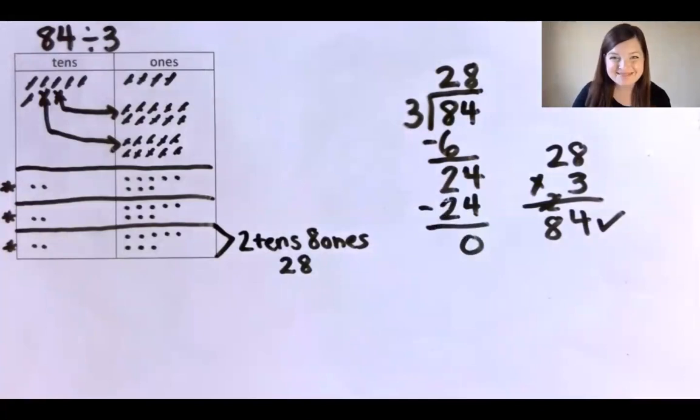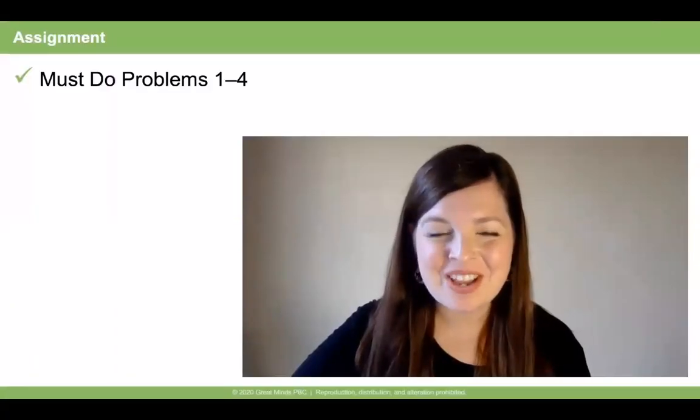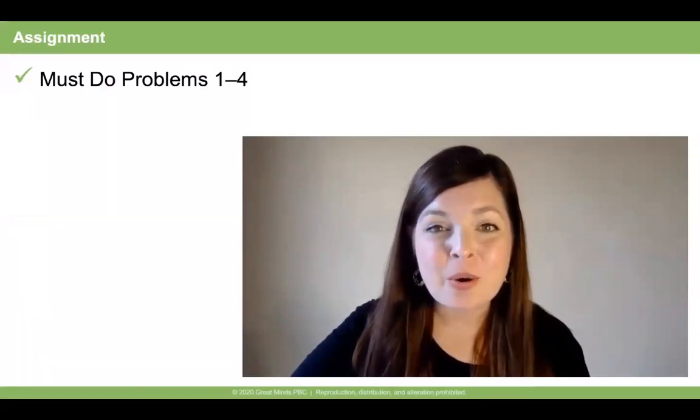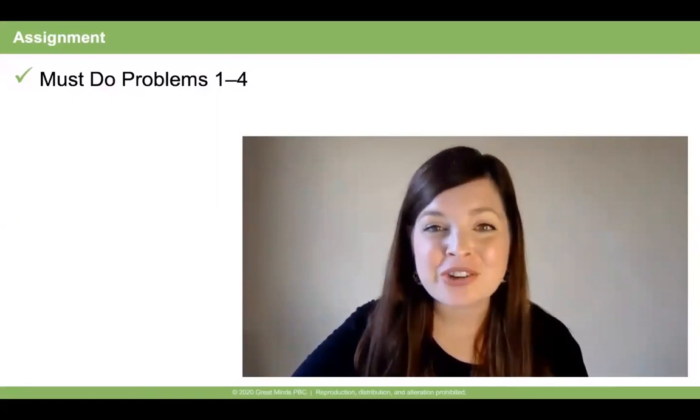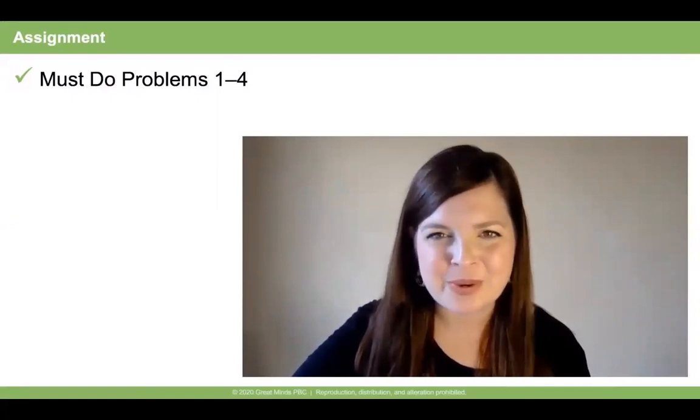Nice work. Excellent job today, friends. I think we're ready for the problem set. On the screen are the must-do problems for the problem set. Set a timer or watch the clock for 10 minutes and work on these problems. If you finish early, feel free to try any of the other problems on the problem set as well.